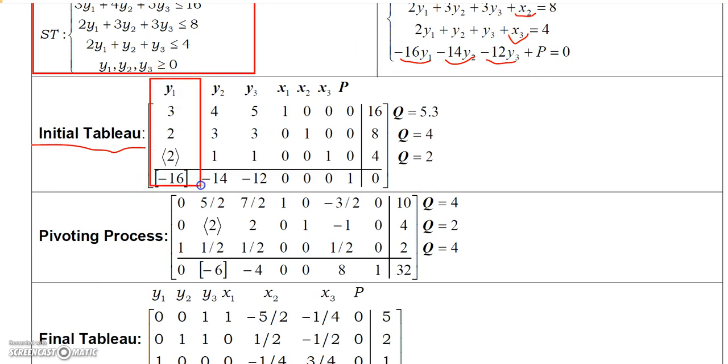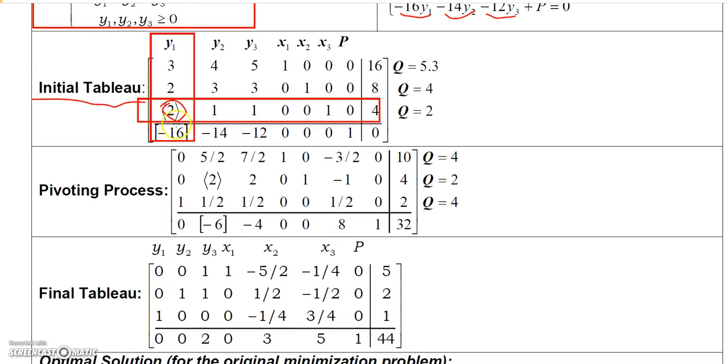So here we're going to pivot on this column because negative 16 is the most negative, and then we're going to divide 16 by 3, 8 by 2, and then 4 divided by 2, and check our quotients. And since 2 is the smallest quotient, we would pivot on where the row and the column intersect at that 2. And then you're going to do the row operations. I'll go ahead and write the row operations for you, but I won't go through them.